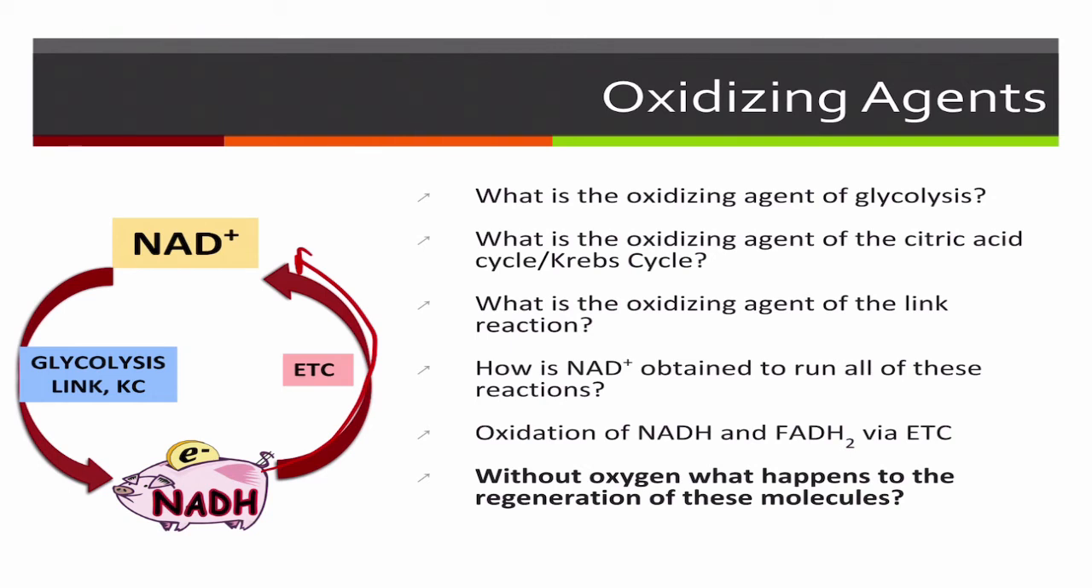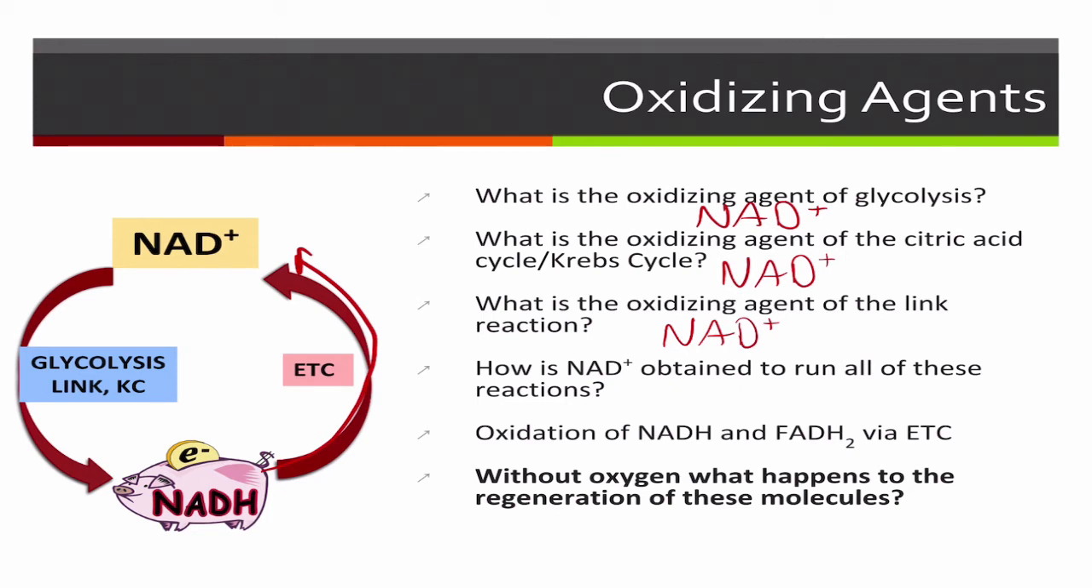So in this case, what we're looking at for oxidation during glycolysis, the linker reaction, or the Krebs cycle is NAD+, right? So the answer for this one is NAD+. The answer for this one is NAD+. The answer for this one is NAD+. Why? Because NAD+ is the thing that is accepting those electrons. So it's the oxidizing agent. It's accepting those electrons to make NADH.